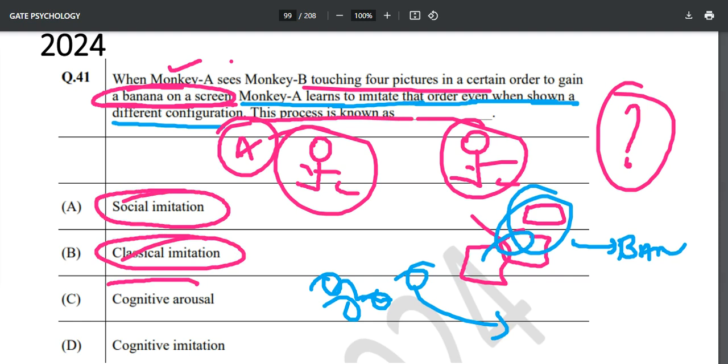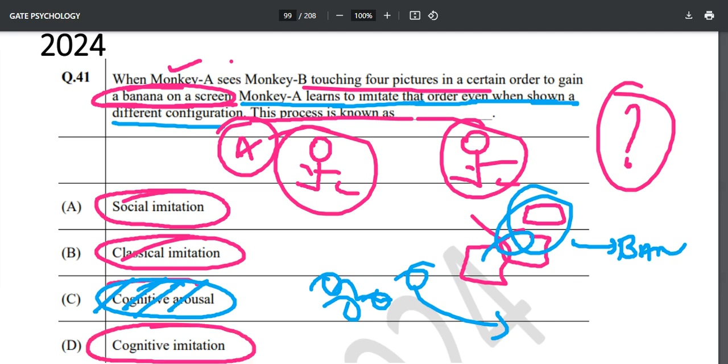Is it cognitive arousal? Never. This is not cognitive. There is nothing such as arousal in this particular topic. Okay, and cognitive imitation, that is how we will learn. We will know that option number D is the most suitable and most correct answer over here about cognitive imitation. This monkey is using his somewhat little brain, which we study in the insight learning thing.